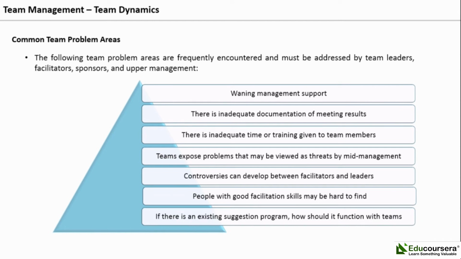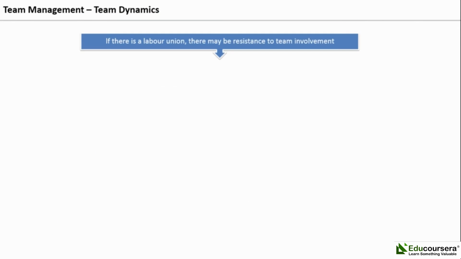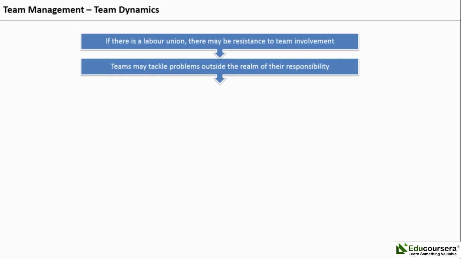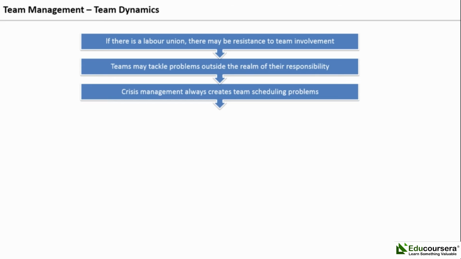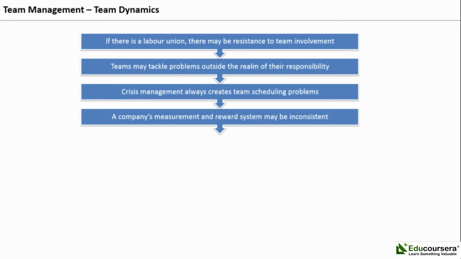If there is an existing suggestion program, how should it function with teams? If there is a labour union, there may be resistance to team involvement. Teams may tackle problems outside the realm of their responsibility. Crisis management always creates team scheduling problems. A company's measurement and reward system may be inconsistent.